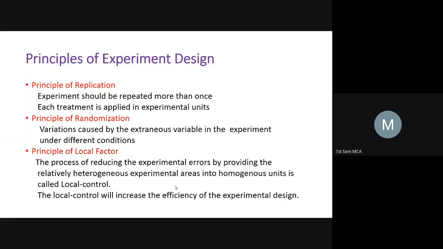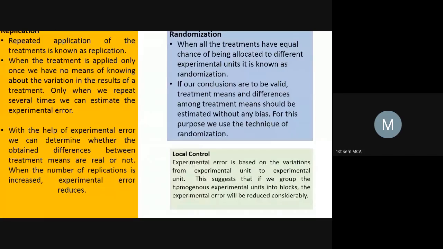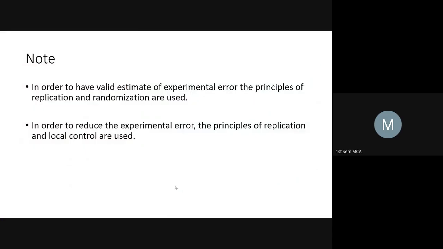Okay. Next. Now, in order to have a valid estimate of an experimental error, the principles of replication and randomization are used. That means in reducing the mistakes in the experiment, I will use the principles of replication and randomization. So that means what? I will repeat my experiment n number of times so that my results will be accurate.